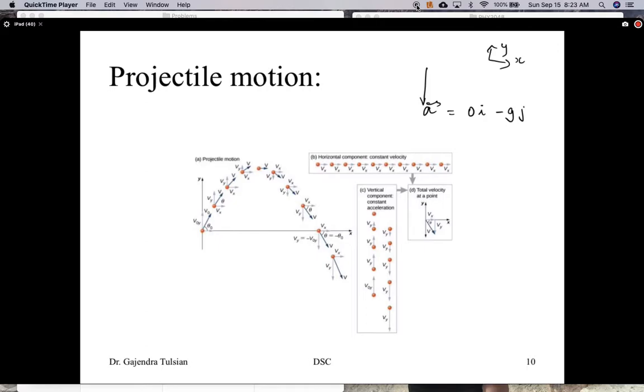Since the object has no x component of the acceleration, the x component of the velocity does not change, it remains constant. It has a y component of acceleration, and so the y component of the velocity changes, and the y component of the acceleration is negative. So when you have positive velocity, that's decreasing, and then eventually you get a velocity in the negative y direction.